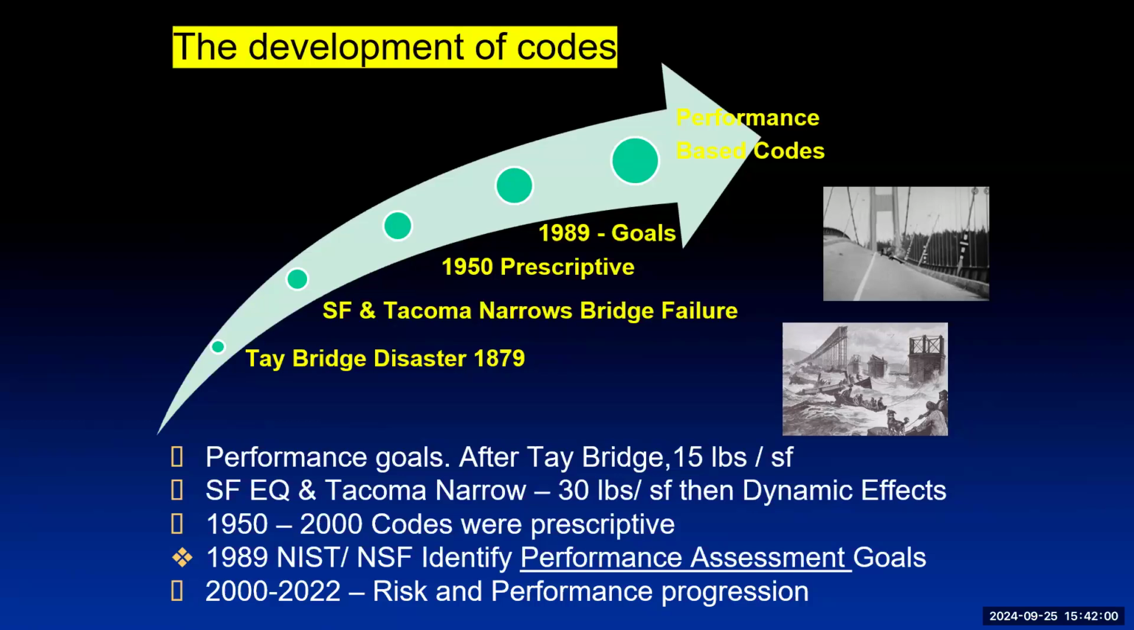So immediately afterwards, with the Tacoma Narrows, we raised from 10 pounds per square foot to 30 pounds per square foot, and then included dynamic effects in with the work of Alan Davenport, who was British but worked most of his life in Canada. 1950 to 2000, the codes were prescriptive, and 1989 onwards, we had performance assessment goals, which were introduced, including in other places in the United States as well. So from 2000 to 2022, we had risk and performance progression.